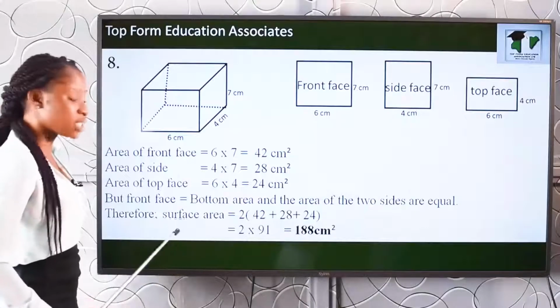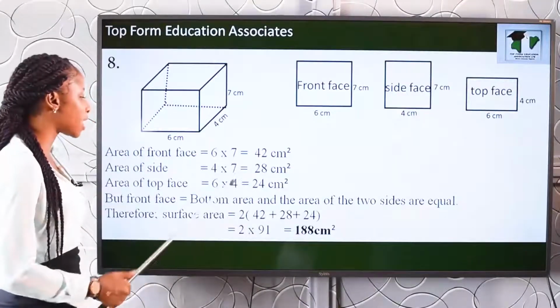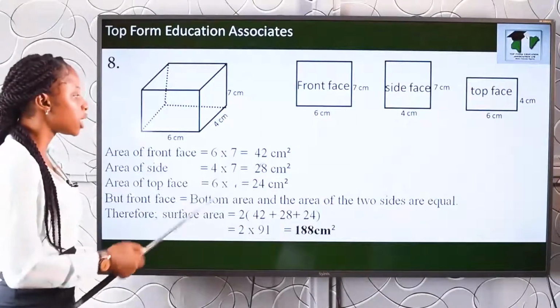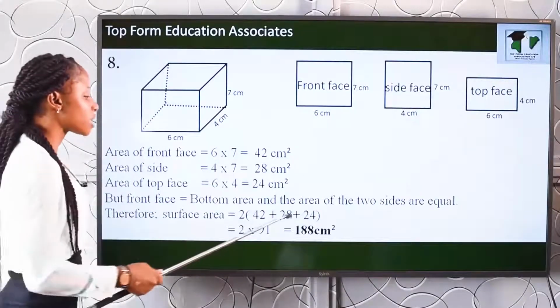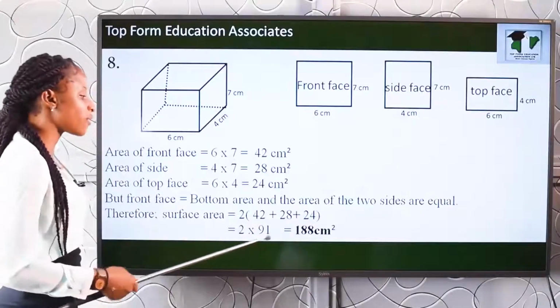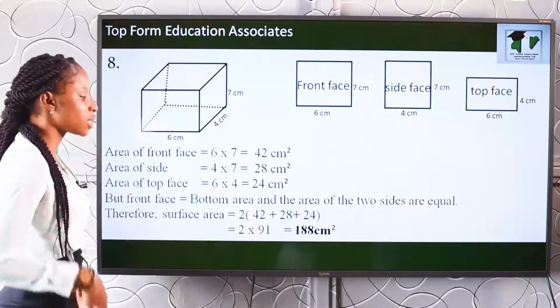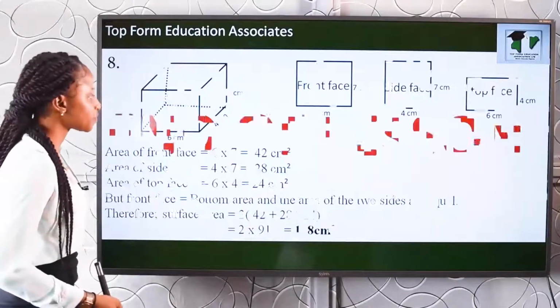So therefore, we say the surface area is 2, open bracket, the addition of all the areas we've gotten, the area of the front face, the side face, and the top face. When we add it together, we have 91. And when we multiply it by 2, we have our answer as 188 centimeters square. If you got this answer, then you are correct.